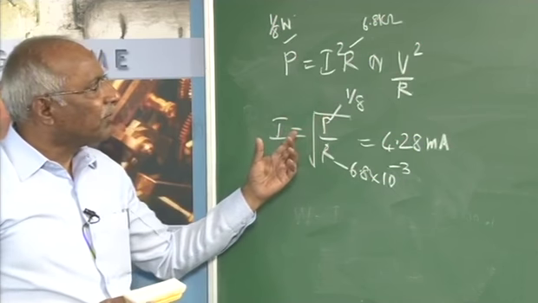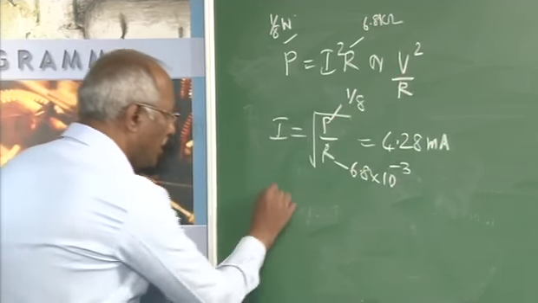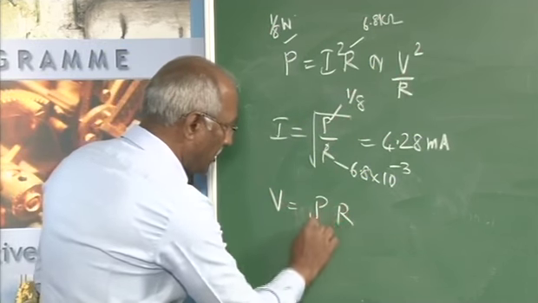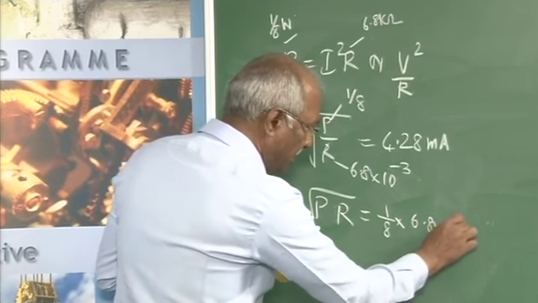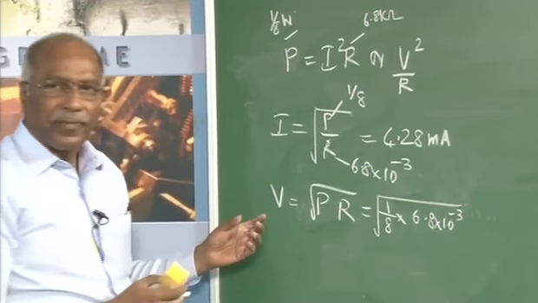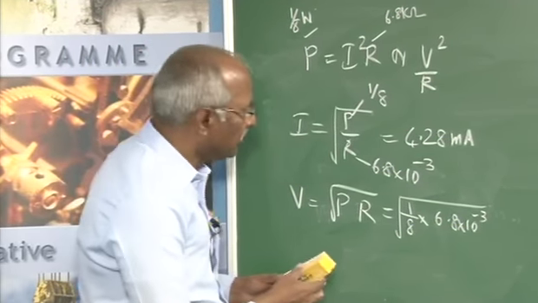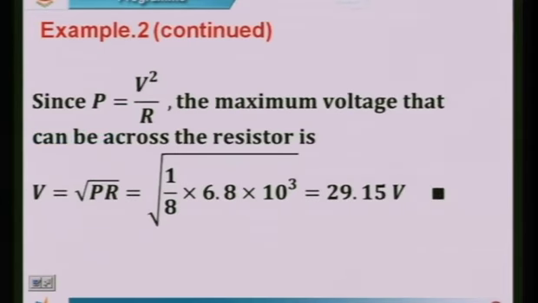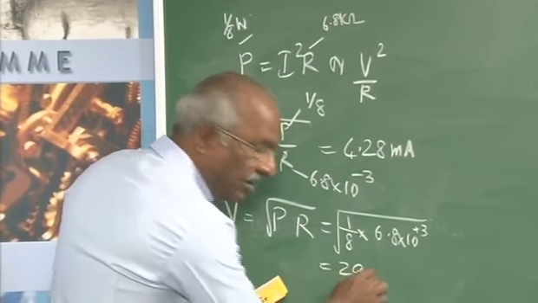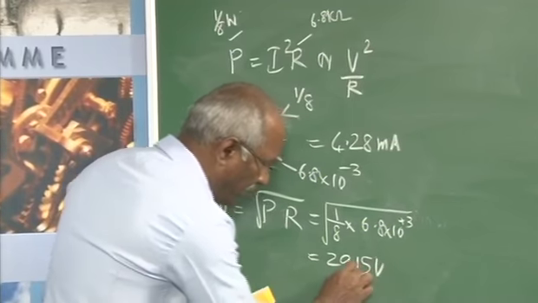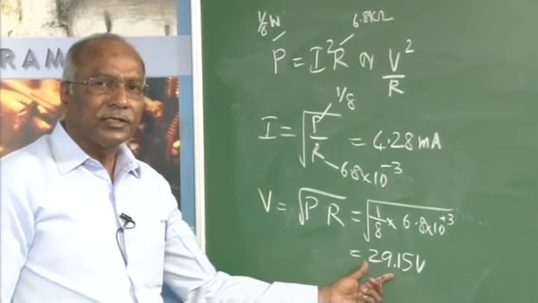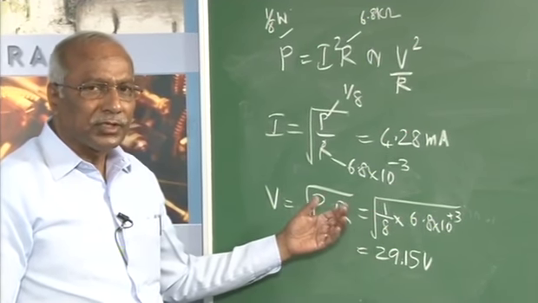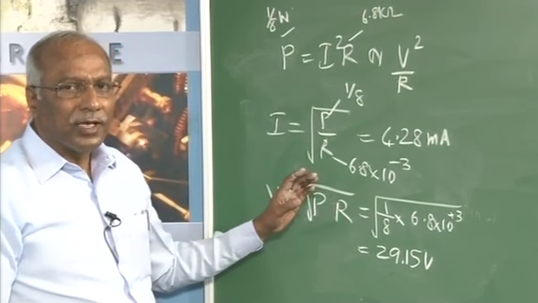And what is the voltage that can be applied? It can be calculated from this expression, where V will be equal to the square root of P into R, this being 1/8 and this being 6.8 into 10 to the power of 3. That comes to 29.15 volts. The voltage should not exceed around 30 volts. If the voltage increases, obviously current increases, heat produced also increases, therefore the resistor is damaged permanently.